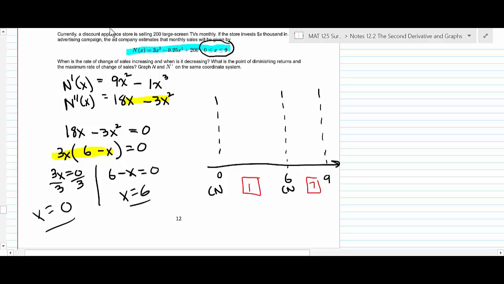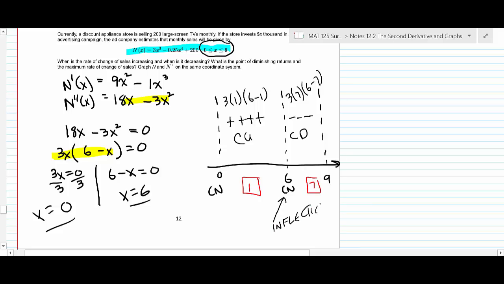So let's just plug in. This is easy to do. You'd have 3 times 1 times 6 minus 1. That's a positive result. What would that tell you about the concavity? Concave up. Plug 7 in. Let's plug it into the factored form. You'd have 3 times 7 times 6 minus 7. That's a negative number, so what's that telling you? Concave down.